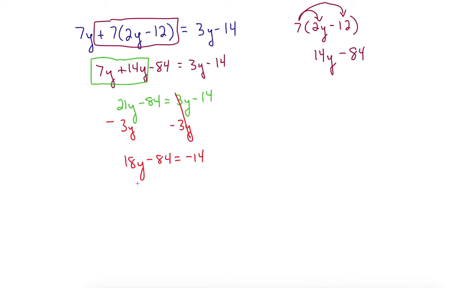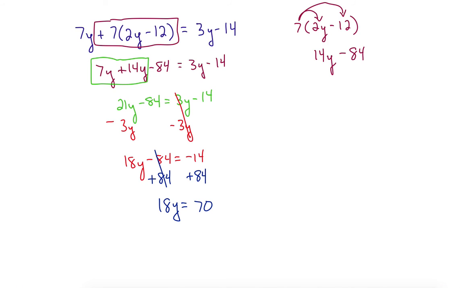All right. Now, there's two things standing in the way of getting this variable by itself: the times 18 and the minus 84. Let's get rid of this minus 84 by adding 84. So if I add 84 to this side, I need to add it to the other side as well. Now, a negative 84 plus 84 leaves me with 0, and a negative 14 plus 84 leaves me with 70. Let's bring my 18y down. So I'm left with 18y equals 70.